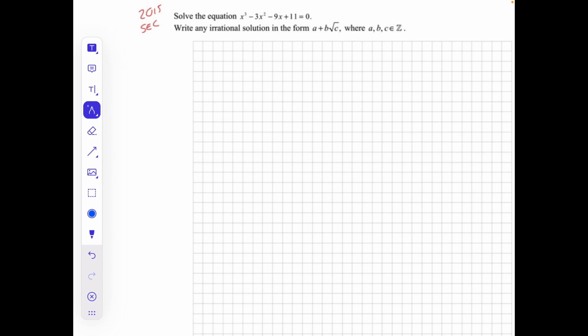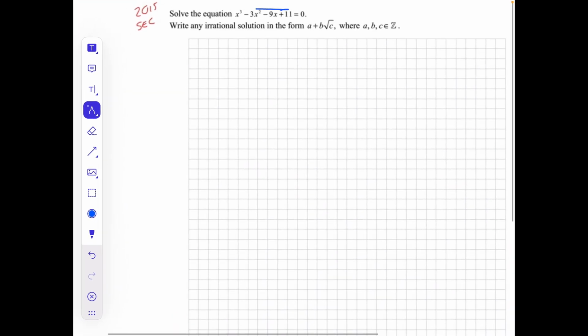Okay, so the last question we're going to do for the factor theorem is the 2015 question. So it starts with solve the equation x cubed minus 3x squared minus 9x plus 11 is equal to 0. And then it says write any irrational solution in the form a plus b root c. Okay, so that's kind of hinting we're going to have some answers that maybe don't look as nice. So I'm expecting an answer that has a square root involved in it.